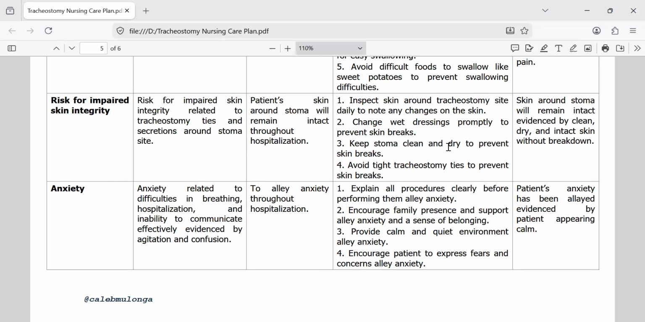Problems are centered around impaired breathing, pain, altered body image, communication, skin, anxiety. They are centered around all that. So we have tackled all these things.